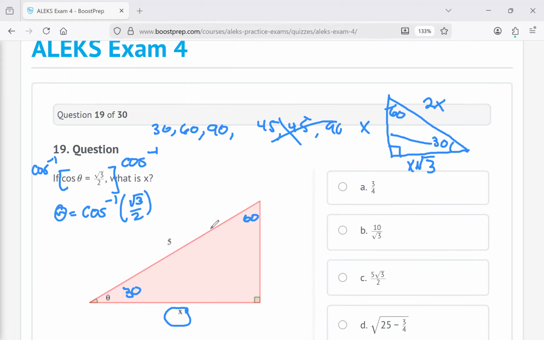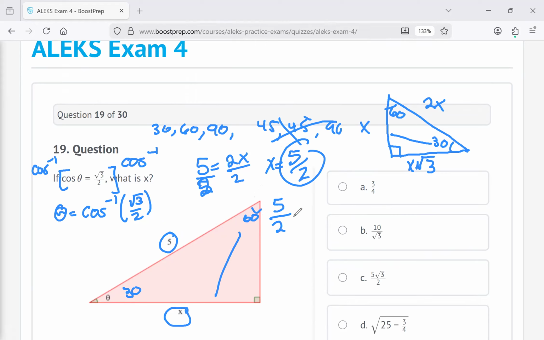So do we have any of these values? Yes, we have the hypotenuse. So we could say 5 equals 2x, right? And then we can solve for x by dividing both sides by 2. So x equals 5 halves. But that's not our answer, because 60 is facing x. So we know that the side opposite 60 is x radical 3. So my x is 5 halves times radical 3. So that's C.